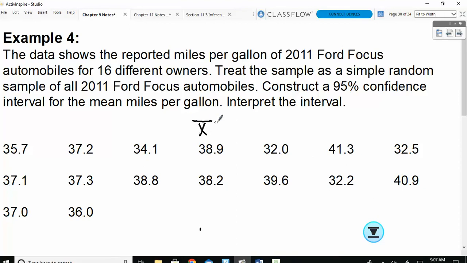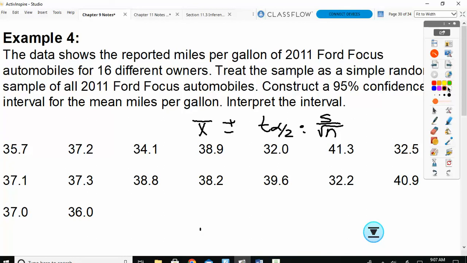Our formula by hand is x bar plus or minus t alpha over 2 times the standard deviation over the square root of n. We can get all of that, but I'll have to calculate the x bar. We would also have to find the standard deviation, right? Which we would probably do on our calculator. So if we're going to use the calculator to do the standard deviation, we might as well do the whole thing on the calculator.